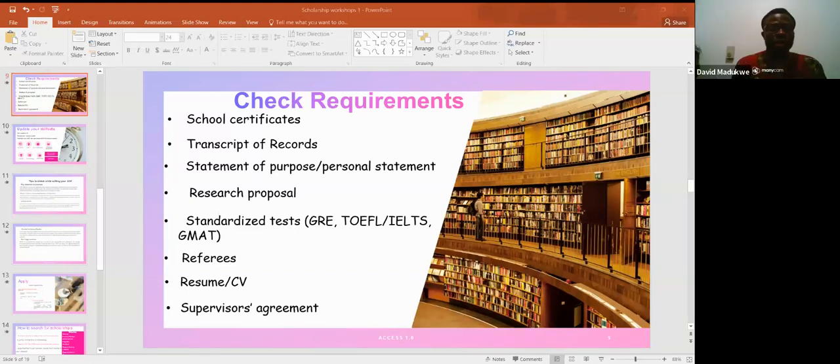Yeah, both of them can be used interchangeably. Even if they ask for your statement of purpose, you are indirectly putting your personal statement there. They will just tell you to write a statement of purpose within so many words. So you are indirectly putting both your personal statement and your statement of purpose, because you're talking about yourself and then the reason why you want to do the research.